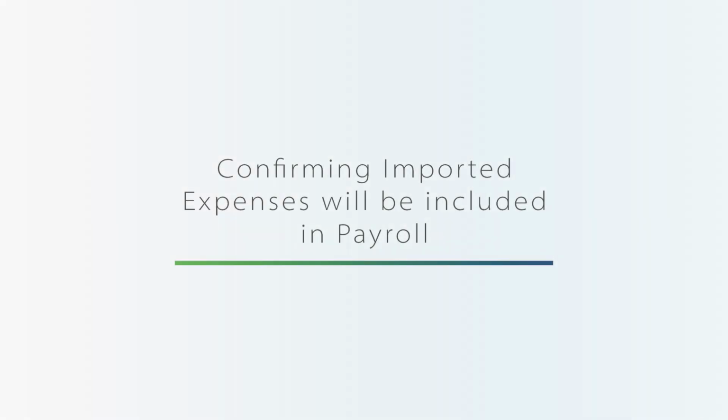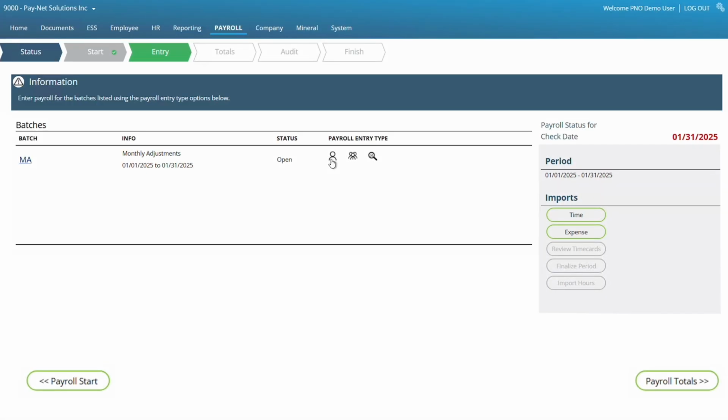Confirming imported expenses will be included in Payroll. Clicking on either the standard or individual entry icon, the batch entry icon, or the view list of employees in the batch icon will take you to the same screen where you will be able to search for the employee and verify their expense reports will be included in this payroll.